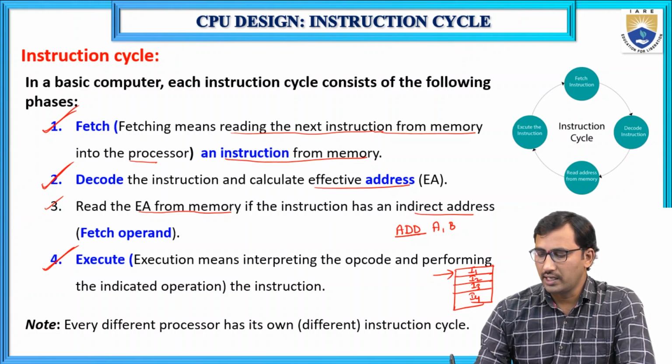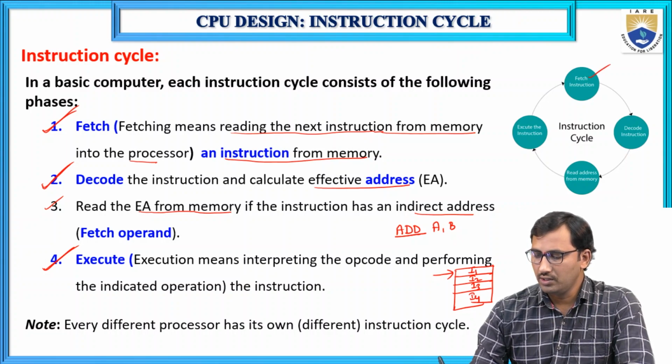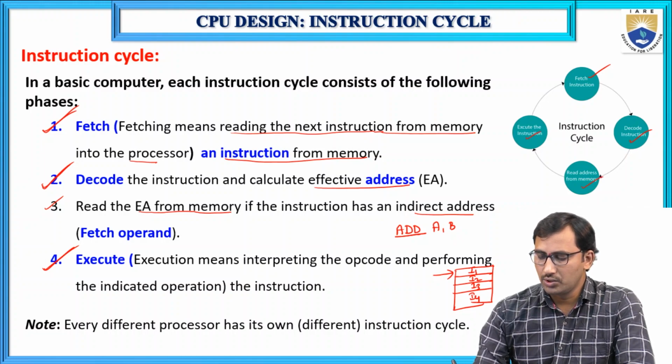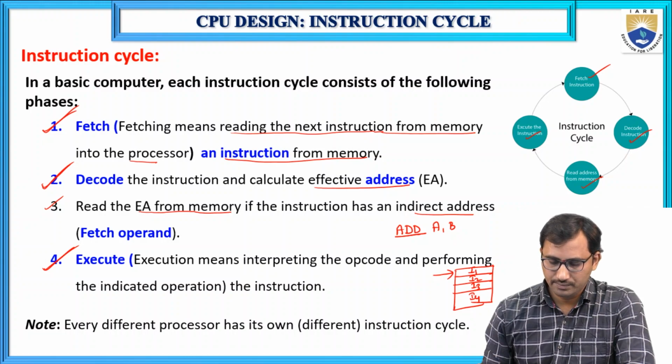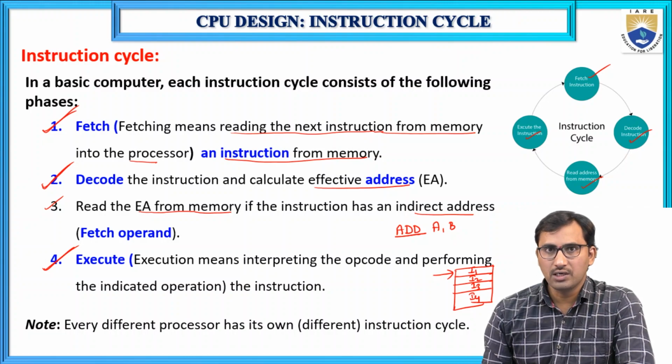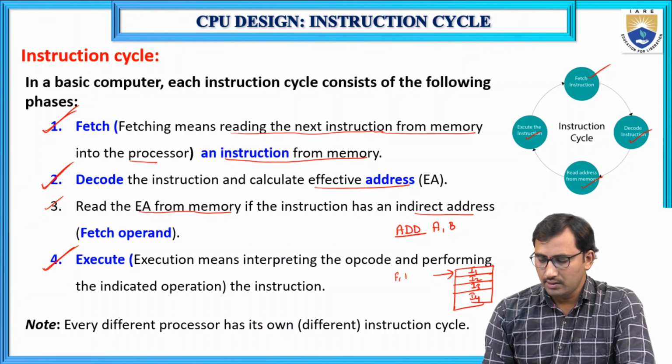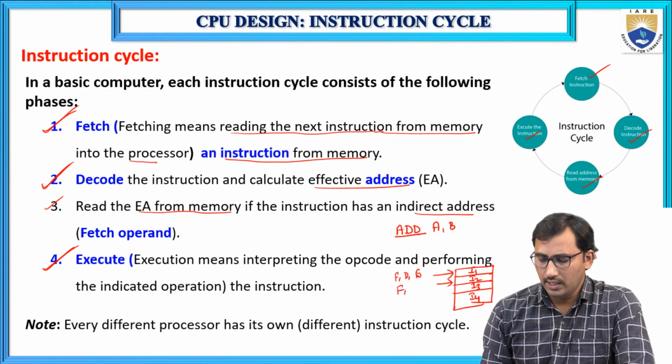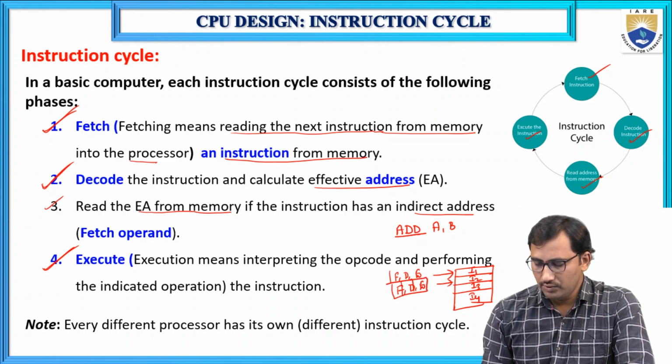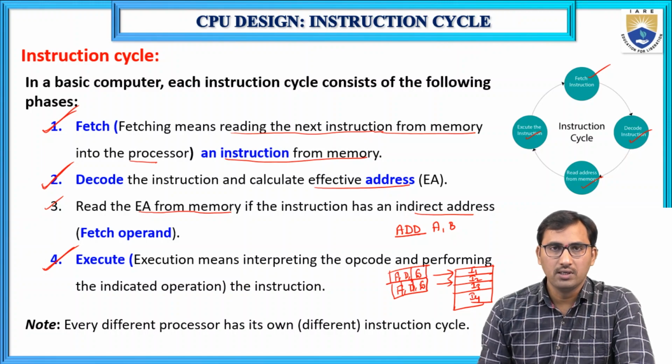You can see the instruction cycle in a graphical representation. First is fetch instruction, then decode, read the address from the memory, then execute the instruction. If the first instruction has completed fetching, decoding and execution, then the second instruction starts fetching the instruction from the memory, then decoding, then executing. In this way, all these three phases will be performed.